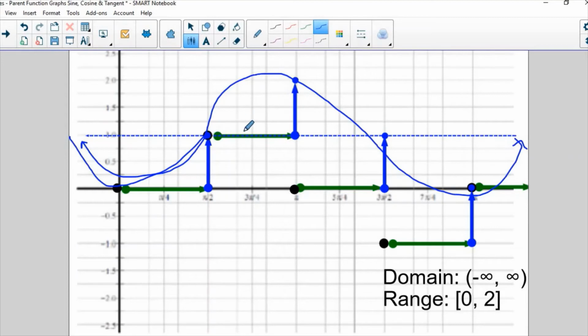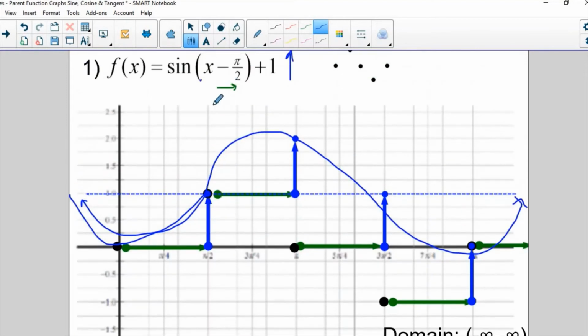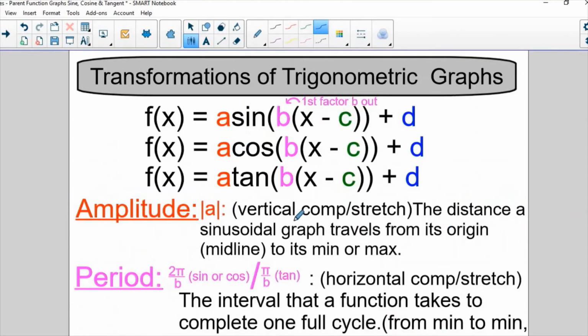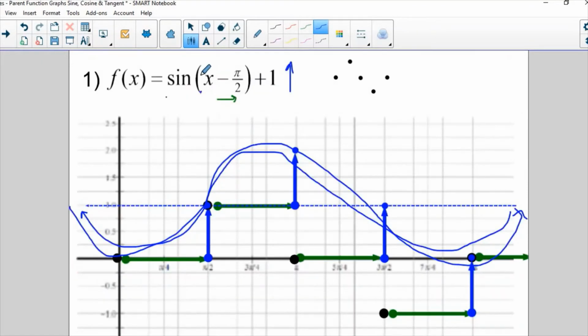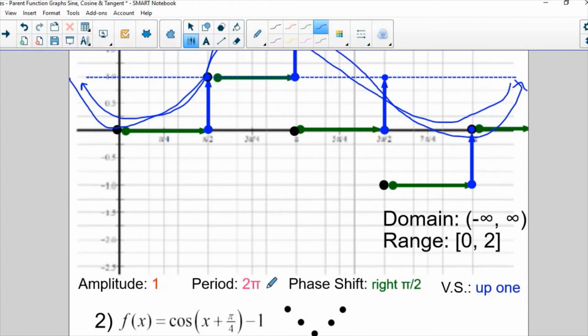You can see clearly right here from the midline to a max or min, we go 1. There's my amplitude. My phase shift is forward pi over 2. Okay, I do not have a compression or a stretch of any kind, but I do still have a period. And the period is, again, how long it takes to do this initial cycle, which is 2 pi, even though I've shifted it. And the easy way to determine that is the little algorithm that I mentioned right here, 2 pi divided by b, which in this example would be 2 pi divided by 1. So again, amplitude's 1, period is 2 pi, phase shift is right pi over 2, vertical shift was up 1.